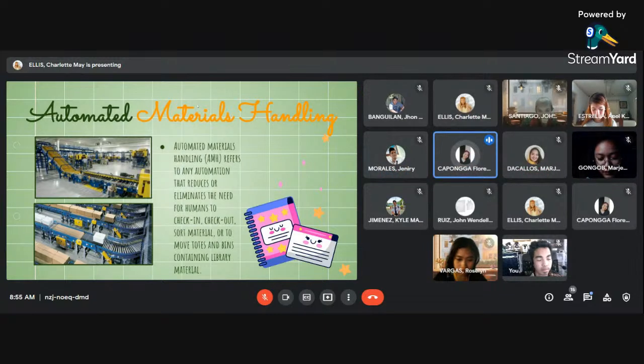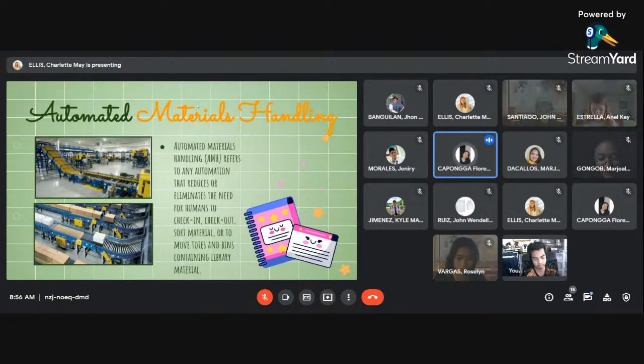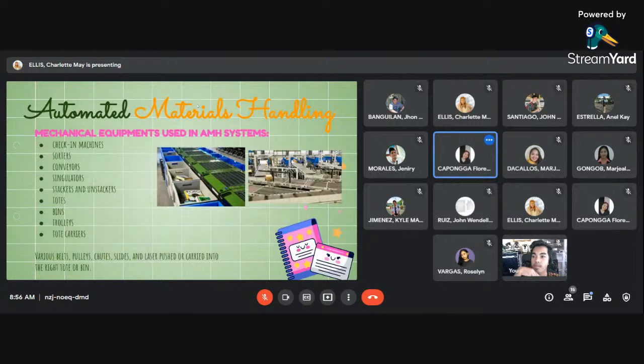Sabi nga po dito, ang automated material handling ay nagre-reduce siya sa pangangailangan ng tao or reduces the human involvement in the manufacturing process. So as a result, mababawasan yung mga human error or injury decreases. Yun po. Next slide.